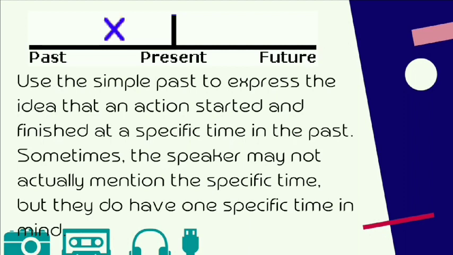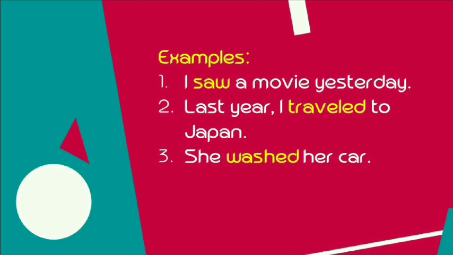Use the simple past to express the idea that an action started and finished at a specific time in the past. So it is already done or finished. Sometimes the speaker may not actually mention the specific time, but they do have one specific time in mind. For example, I saw a movie yesterday. We use the word saw, which is the past tense of see.